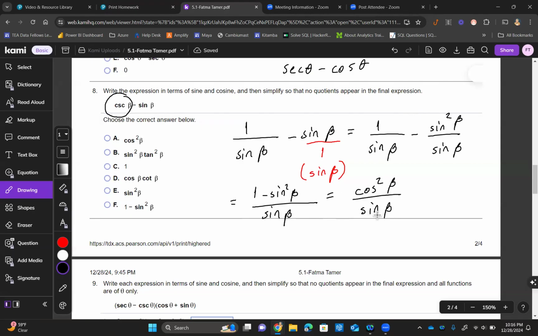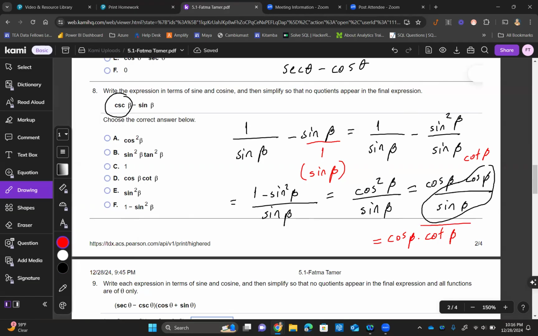Here, we still have a denominator going on, and they don't want a denominator. So I'm going to rewrite this as cosine of beta times cosine of beta, and the denominator is sine of beta. Now, this part, cosine over sine, can be simplified as cotangent of beta. That means I have a cosine of beta here, and then this is the cotangent of beta. This is how I can simplify this expression without a denominator.